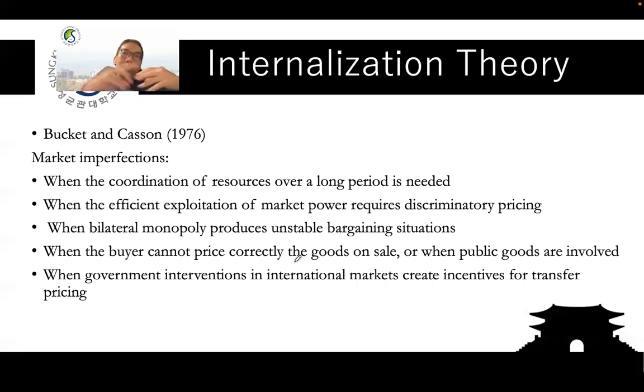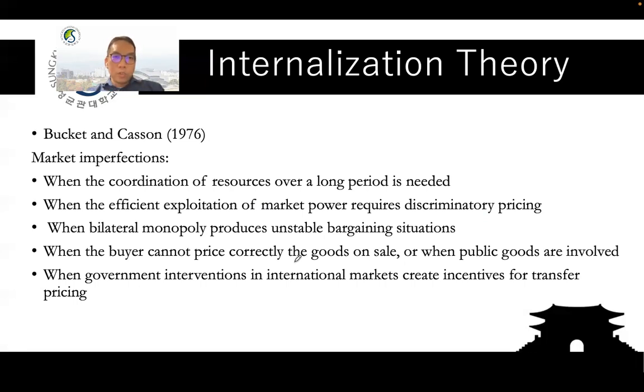In other words, they're saying this: they will only do open market transactions, which means you find a partner, or you license out your technologies, or you export, or you make a joint venture or anything with your partner, only if the cost of the open market transaction is much lower than what you can do internally.